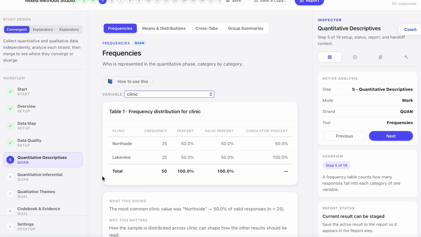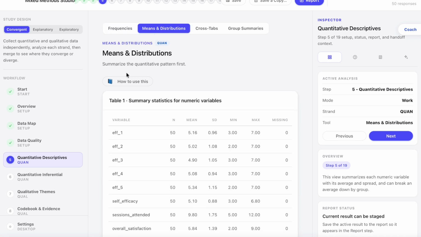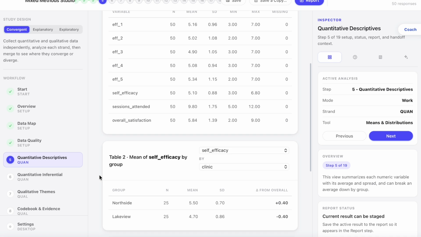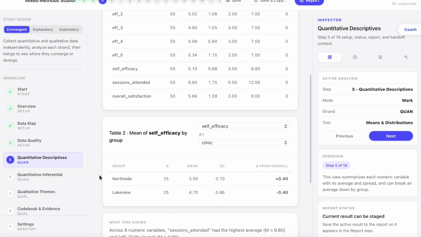Then means and distributions gives you 2 tables. Table 1 is the overall summary, and table 2 is the means by group. That second table is the one I care about right now, self-efficacy by clinic. And right away the story starts to show.